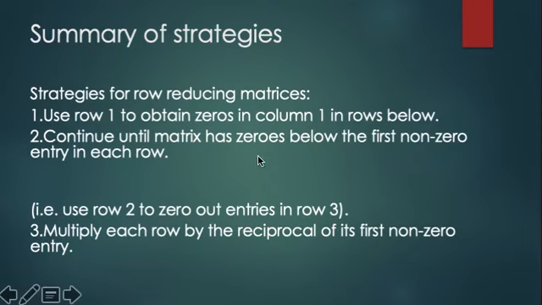I've got a quick summary of what we did. What we want to do is make sure we get zeros in the rows below, and we want to make sure we've got the first non-zero entry. Another strategy that we didn't use, but sometimes when you've got horrible numbers that you can't see, you might have to try using the reciprocal to do that.